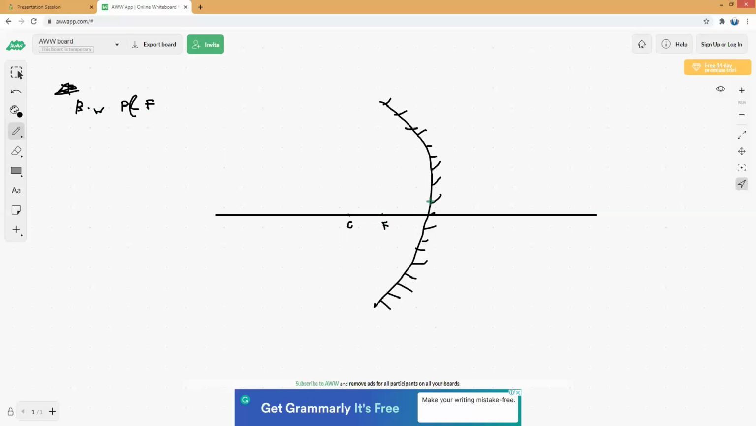Just have to place a bit. This is the pole. This is the pole. This is the focus. So you can try now. Between pole and focus. Pole here, focus here. What will happen?